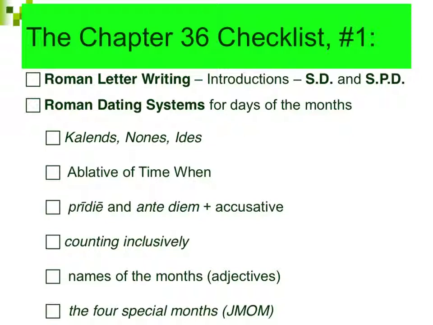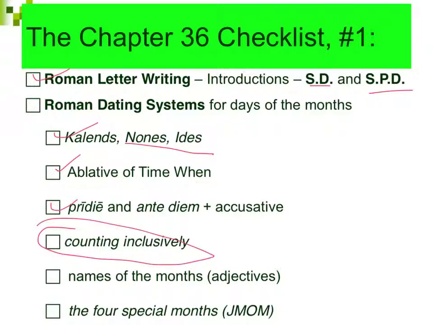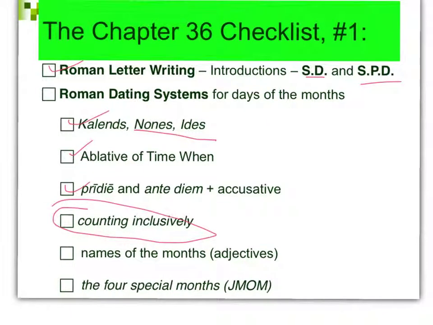So here's our checklist: Roman letter writing, how they made introductions with SD and SPD, Roman dating systems for the days of the month, the calends, nones, and ides, ablative of time when, if the day fell on those special days just mentioned, the terms pridie and ante diem, what it means to count inclusively, and also the names of the months. And lastly, the four special months are July, March, May, and October.